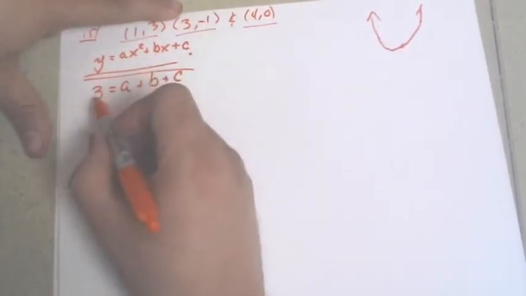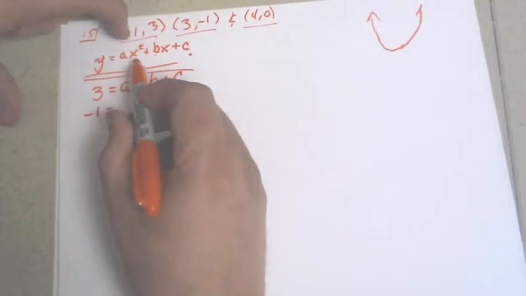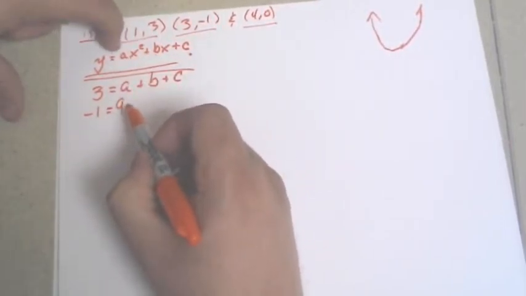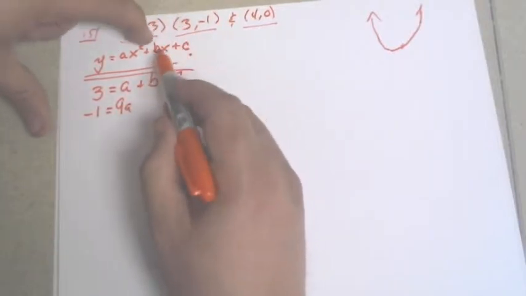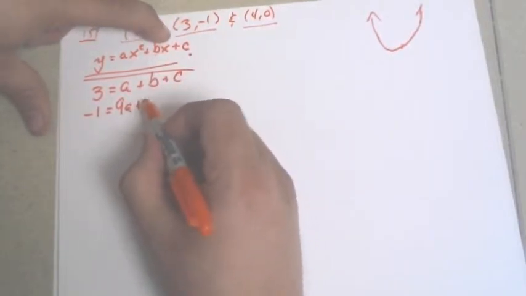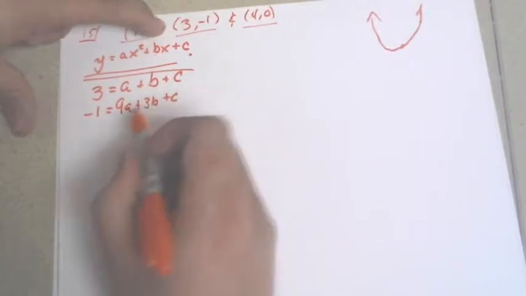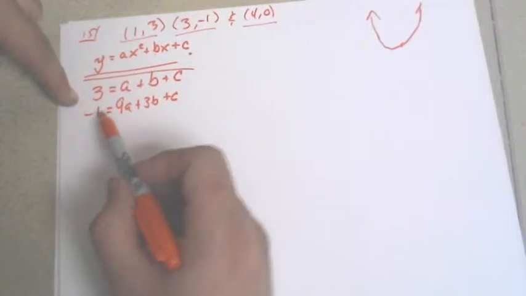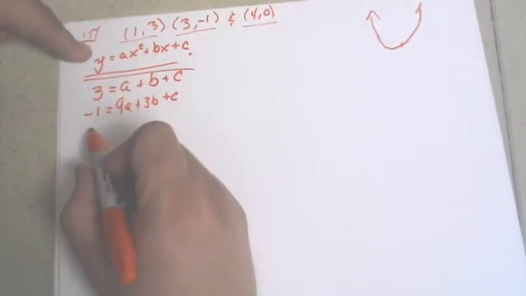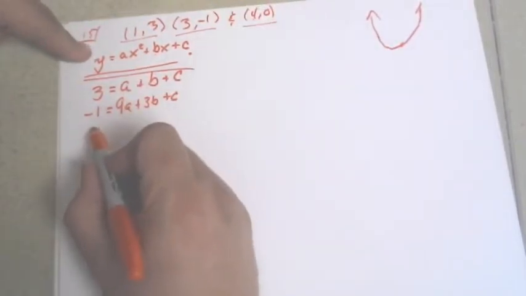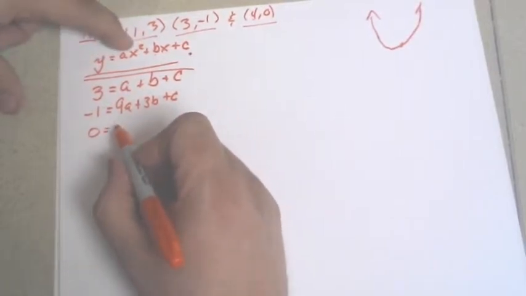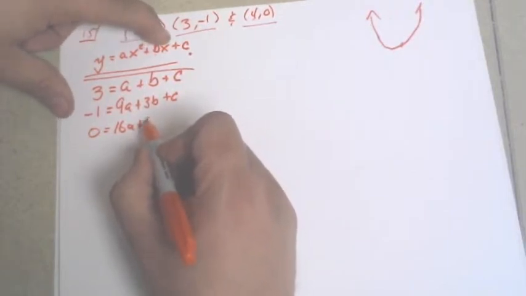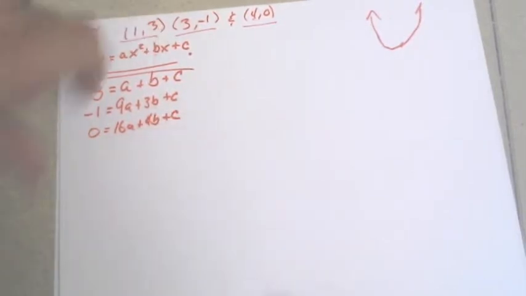This point says you'll get a negative 1 if you let the x's be 3. 3 squared is 9 times a, plus 3 in for the x is just 3b, plus c has to equal negative 1. And again, I'm just plugging in the 3. That has to equal negative 1. At 4, you'll get 0. So this is going to equal 0 when x is 4. 4 squared is 16a plus x is 4, so 4 times b plus c.